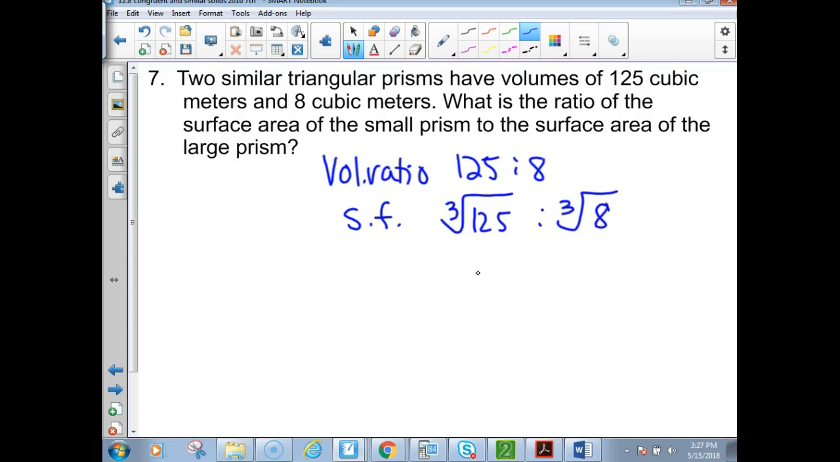Now let's use our common sense. What number times itself 3 times would be 125? Okay, what number times itself 3 times would be 8? 2 times 2 times 2. Yep, it is 2. Cube root of 8 is 2. If you know that, you can do these a little bit faster.